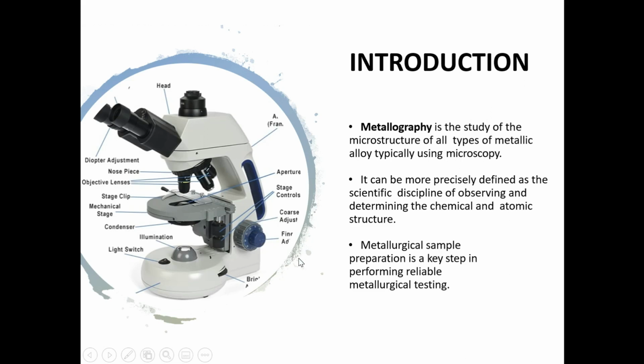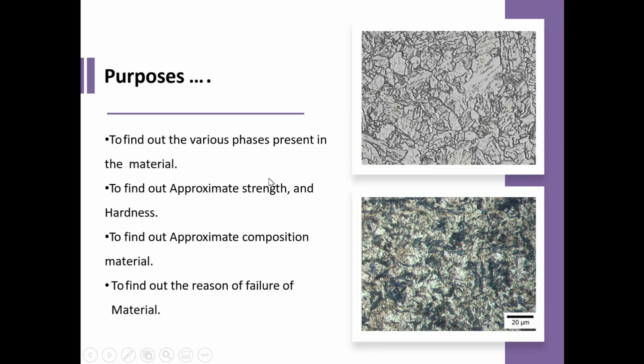Next slide. So what is the purpose of specimen preparation for microscopic examination? We have to find the various phases present in a material. If you observe the iron carbon diagram, you may find that the percentages of pearlite and ferrite present in the microstructure of cast iron and steel are different. So that may lead to various phases present in the material.